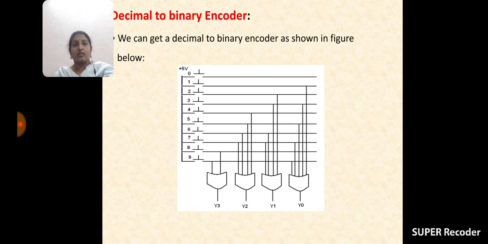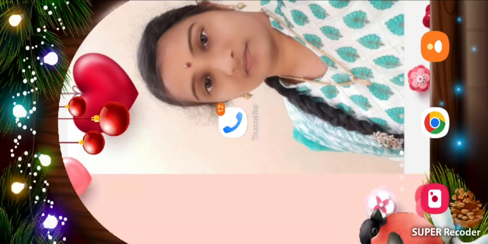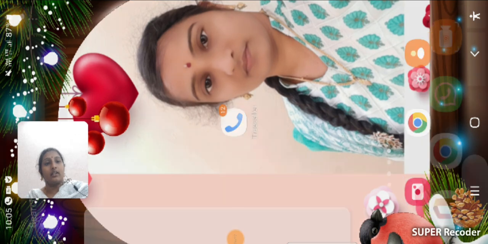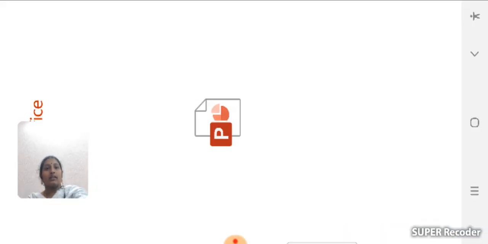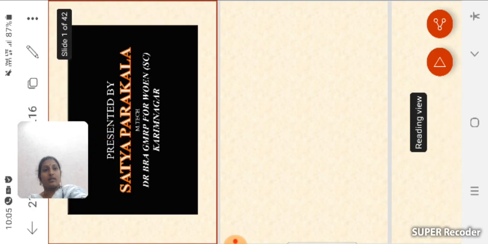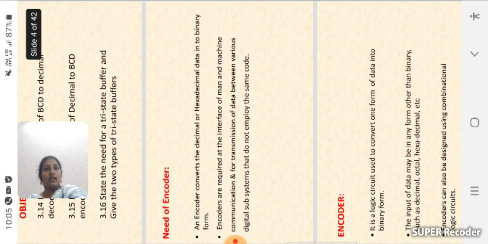The circuit construction is simple. It is constructed with the help of only 4 gates, 4 OR gates, and 9 or 10 push button switches. By pressing the push button switch, what happens inside the circuit is that we are applying a 5 volts power supply, and that power supply must be circulated around the circuit.